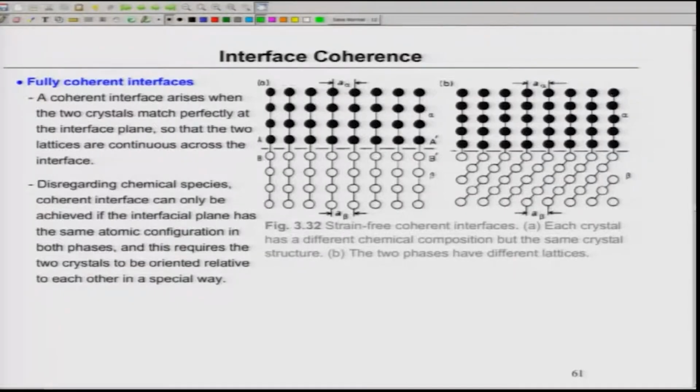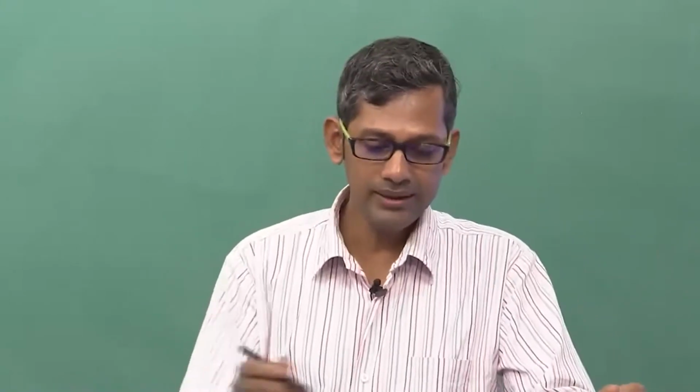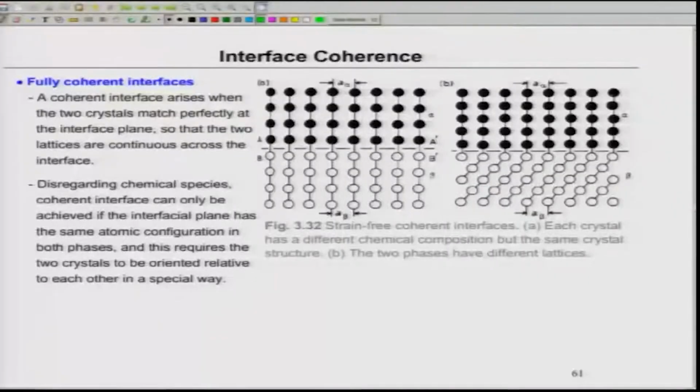Obviously, in many cases it does not require that both of them have a similar crystal structure. If they do, it is good; if not, it can still happen. Such a kind of boundary, where the atomic bonds are exactly satisfied, is known as a fully coherent interface, because the 2 lattices are continuous across the interface.